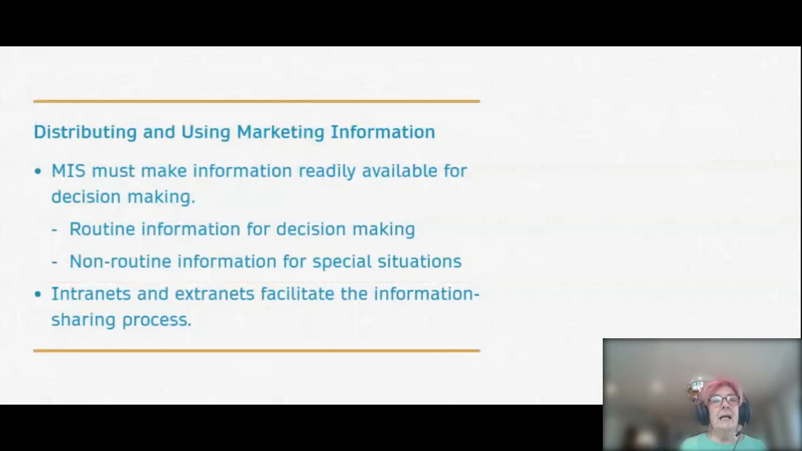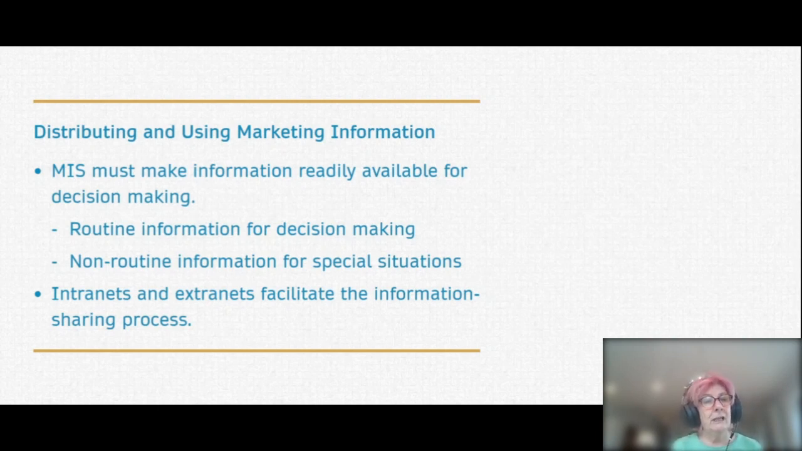But that data is only useful if we can distribute it throughout the organization, and if we can make it available to people within the organization in a way that makes sense to them. And this is where again, most big businesses will have a management information system, or an MIS. And it's the job of the MIS to make that information available across the organization in a way that's meaningful and understandable by marketers and other decision makers.